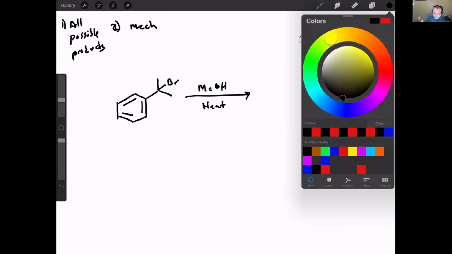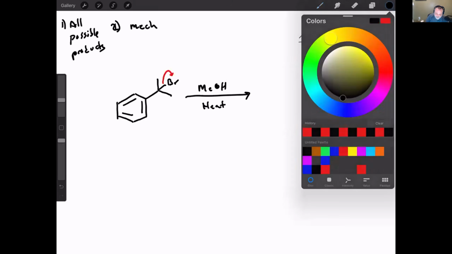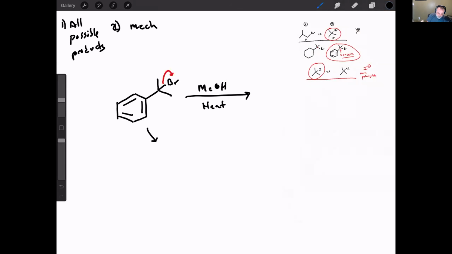Well, let's think about this. What's the first thing that has to happen in both of these reactions? I've got a bromine at a tertiary position, but it's also benzylic as before. So it will definitely readily form a very stable benzylic carbocation. And now what's next?